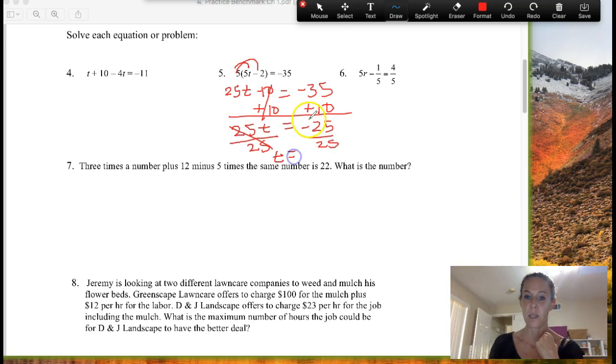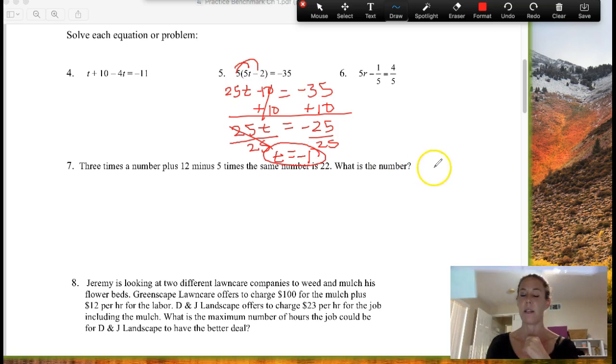I'm going to get t equals negative 25 divided by 25 is negative 1. A negative divided by a positive stays negative. And I'm going to get t equals negative 1. And you're finished with that one. Okay, on to this one.